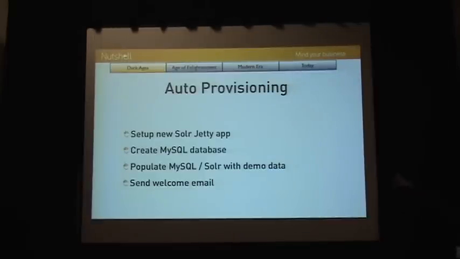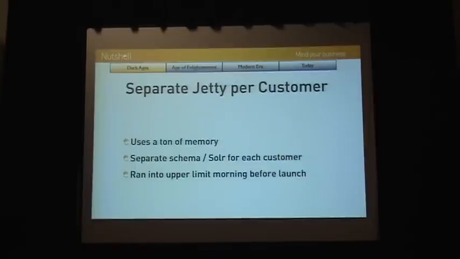Okay. So up here you see a little time bar, and we separated this into the Dark Ages, the Age of Enlightenment, the Modern Era, and today, on how we grew through our Solr knowledge. In the Dark Ages there were 2 things we did. First, we set up auto provisioning. Of course you do that when you have a new app and customers sign up. So it automatically got set up, we populated the MySQL data, sent a welcome email. And the second thing, how do we auto provision it, is we had a separate Jetty instance per customer. We're using Jetty as the server daemon here.